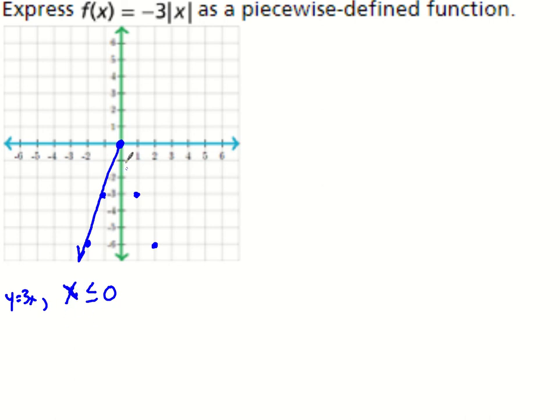So x is less than or equal to 0, and my equation is y equals 3x because that's a y-intercept of 0 and a slope of positive 3. Okay, 1, 2, 3. Now, this right side, well, that's going to be y equals -3x, and that's for all the values that are greater than 0. And again, I had to do greater than because if I did greater than or equal to, I'm including 0 in 2 different functions. We can't do that because now that wouldn't work. Okay, and so we're done.